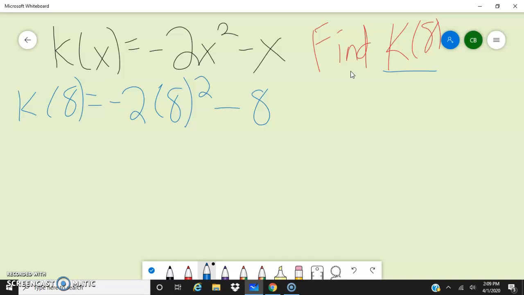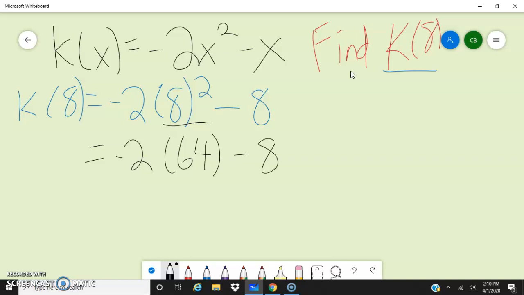Now this is where order of operations comes back. So PEMDAS: no parentheses there, but the E stands for exponents. Do I see any exponents? Bingo, right there. With it being 8 squared, I'm going to do that operation first. So equals negative 2 and then 8 squared, which is 64. Still minus 8.